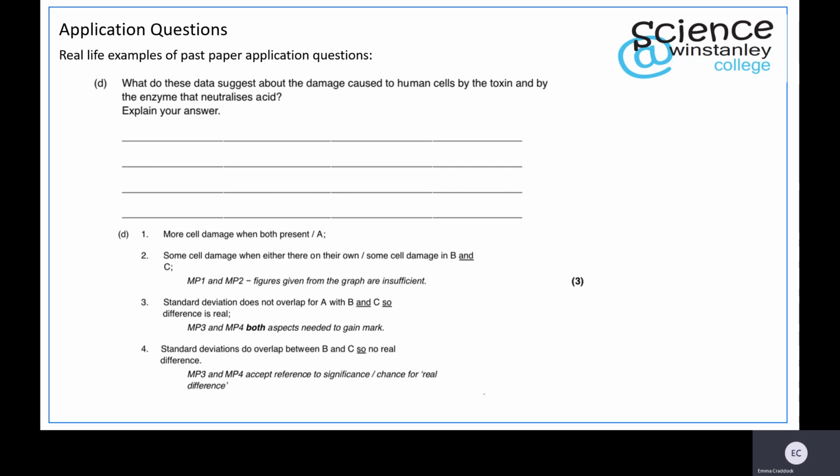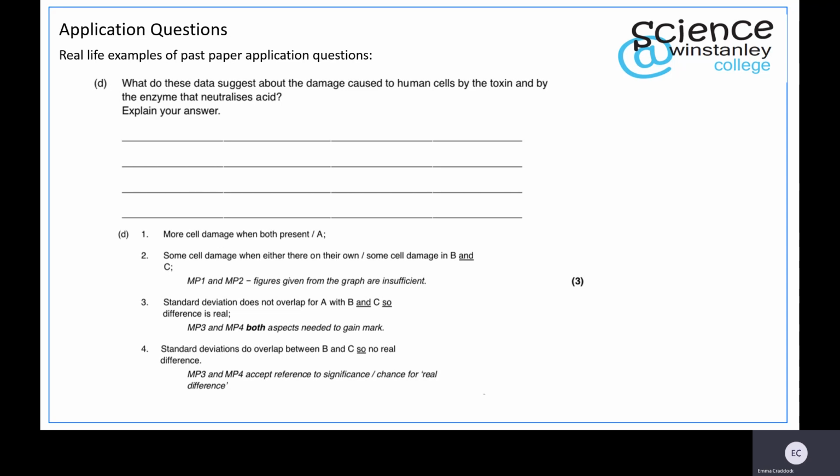So you've described there what is showing you. But you then need to use the standard deviation. So there's error bars. If error bars do not overlap, it means the difference is real. So there's a significant difference. If error bars overlap, it means that the difference is not real. So there's no significant difference.